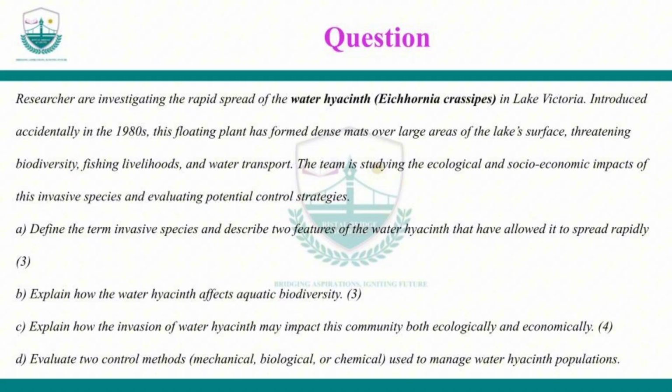This directly answers exam question part A. Define invasive species and describe two features that allow the water hyacinth to spread. How do invasive species spread? So how do invasive species like the water hyacinth spread from one place to another?